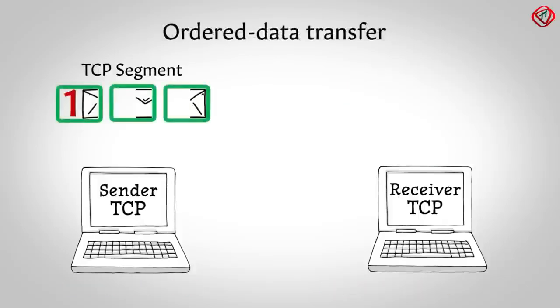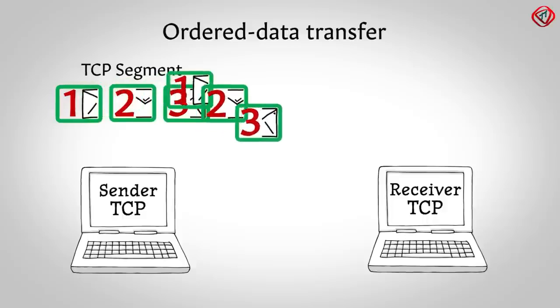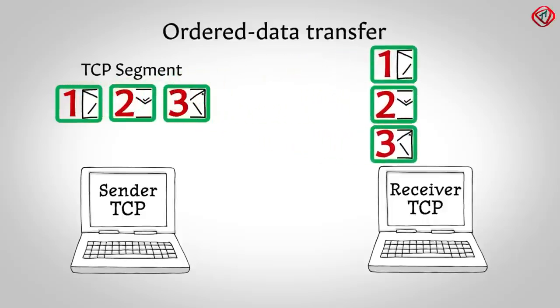Ordered data transfer. TCP adds a sequence number in the TCP segments. At the receiving end, the TCP module uses the sequence numbers to construct the application message in the correct order.